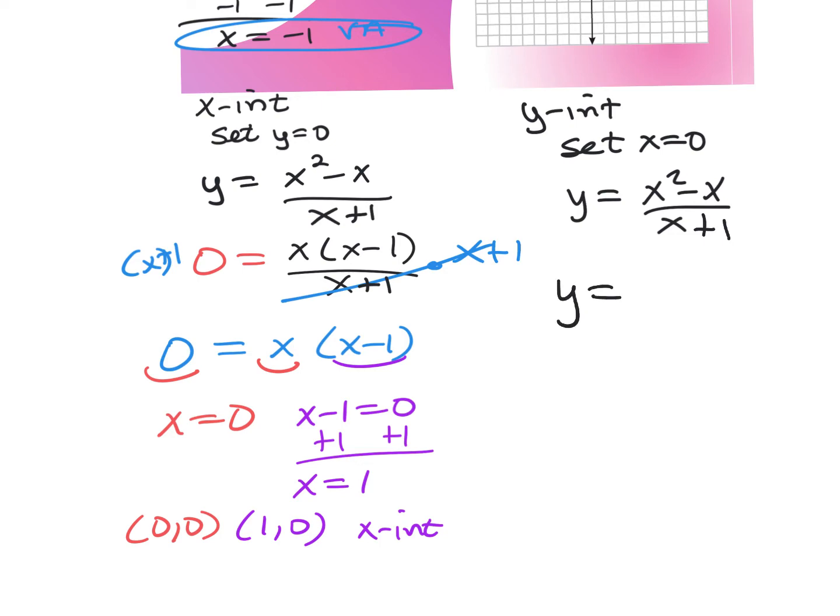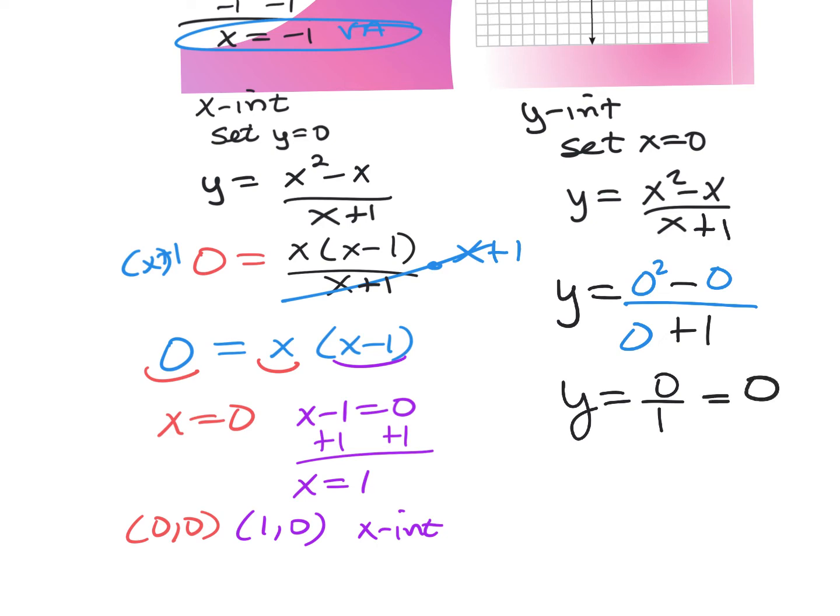So y equals, so every place I see an x, I'm going to put in a 0. Once I simplify this down, I get 0 over 1. 0 divided by anything is 0. So my y-intercept is the ordered pair 0, 0. So I actually have an x and a y-intercept that's the same ordered pair. So this is my y-intercept.